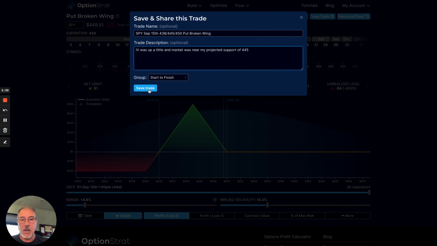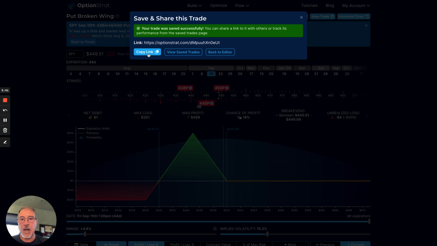So I'm going to go ahead and save that trade, and I'm going to copy the link, and I'll share that link with you in the notes down below as well. So that's going to be a new start to finish trade that we entered here in the SPY. And this is a broken wing put butterfly.